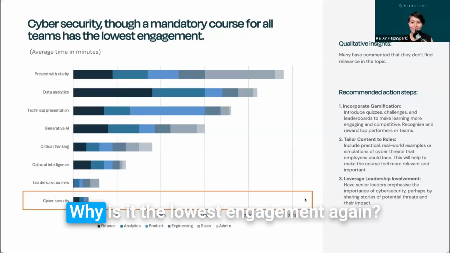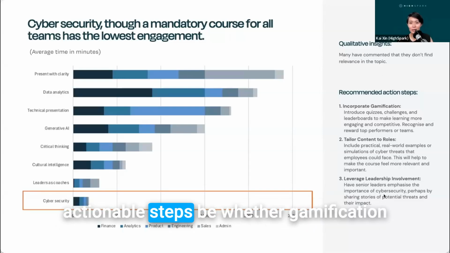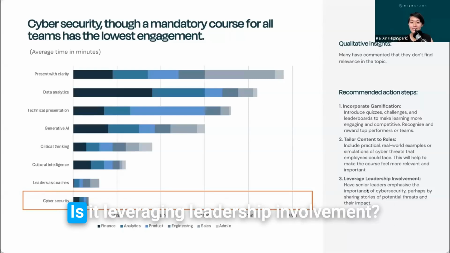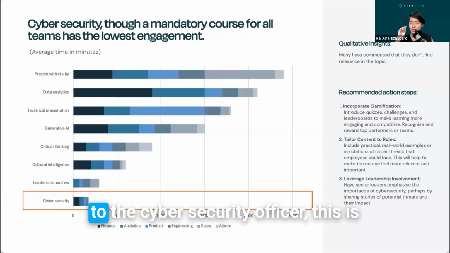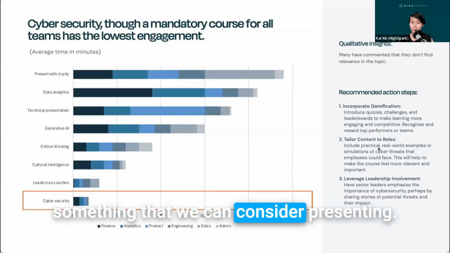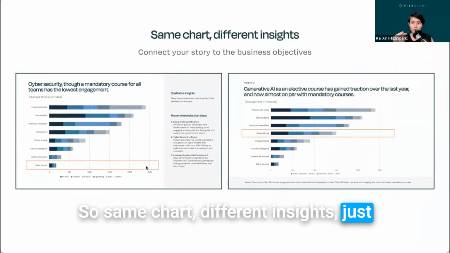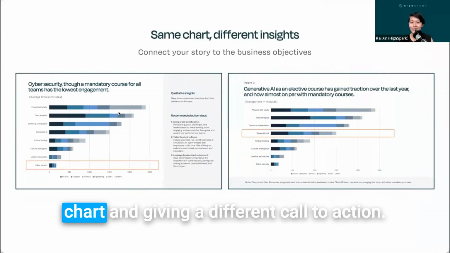Why is that the case? Why is it the lowest engagement? Again, we can have qualitative insight and some actionable steps, be it gamification, tailoring the content to roles, or leveraging leadership involvement. So this time round, if we're speaking to the cybersecurity officer, this is something that we can consider presenting. All right. So same chart, different insights, just by changing your headline a little bit and highlighting a different part of the chart and giving a different call to action.